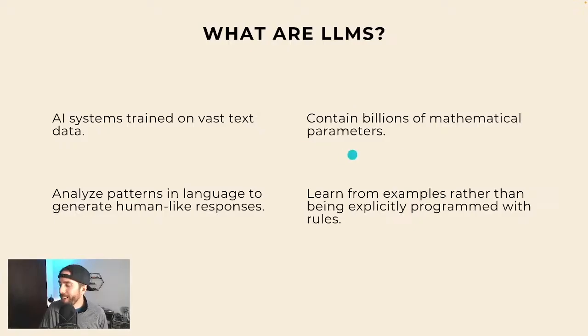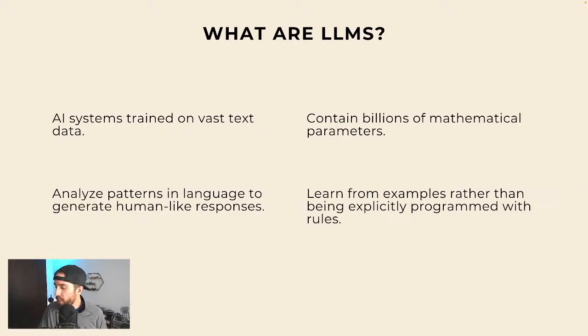And so what an LLM does is it contains billions of mathematical parameters. It's trained on a bunch of text. It's analyzing patterns in language to generate human-like responses, and it learns from examples rather than being explicitly programmed with rules. What does that mean?